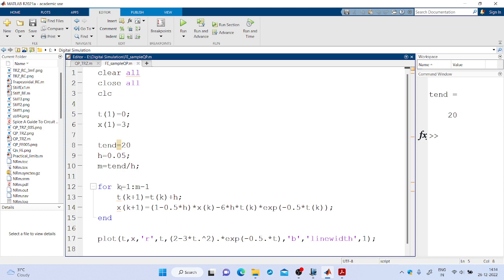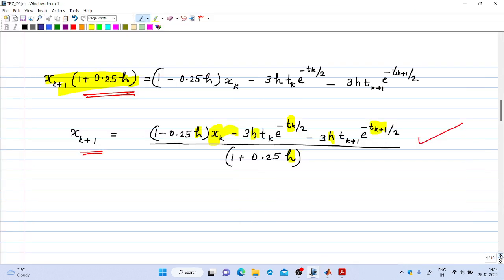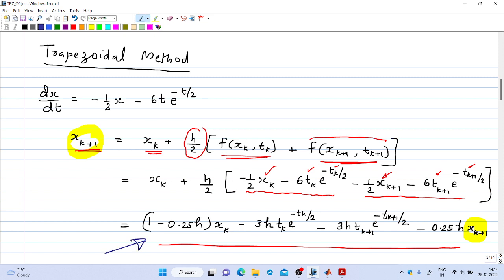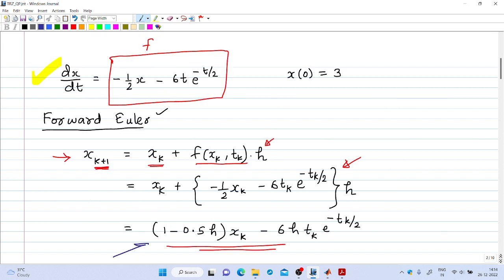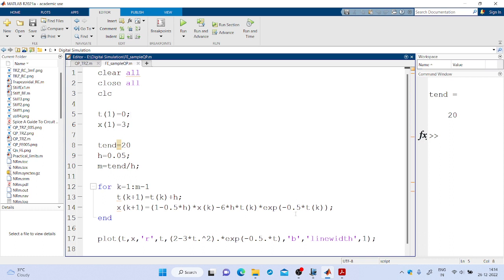Now we can use a variable k for iterating this forward Euler equation in a for loop. This for loop runs from k equal to 1 to m minus 1. Then t of k plus 1 is nothing but t of k plus h, and x of k plus 1 is just the equation that you have derived for x of k plus 1 using the forward Euler method. This is the expression: 1 minus 0.5h into x of k minus 6h into t of k into e to the power minus t of k by 2. You can substitute this here. Then end the loop.